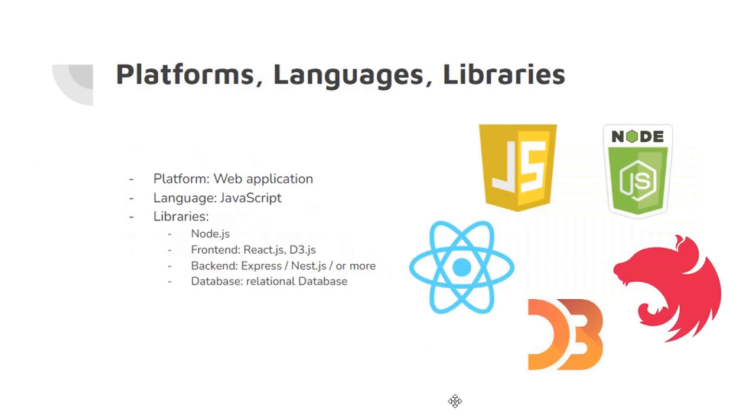For the platform's language and libraries, we want to provide a web application, and the technology stack contains JavaScript, Node.js, React.js, D3.js, and more. The front end will be React.js, and we will embed some data visualization frameworks like D3 to demonstrate the data. The backend framework is undecided, but we are doing some survey on Express, Nest.js, and some other popular frameworks. As for the database, we'll use a relational database.